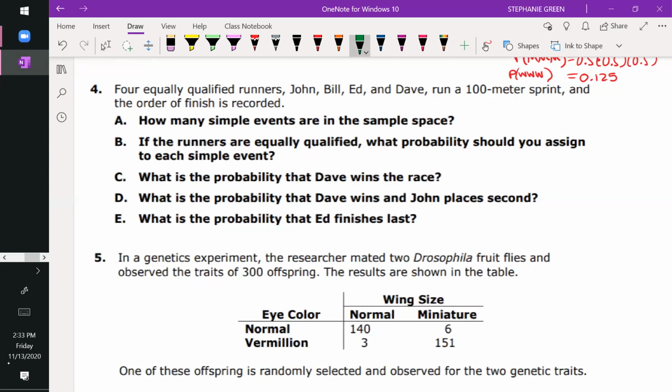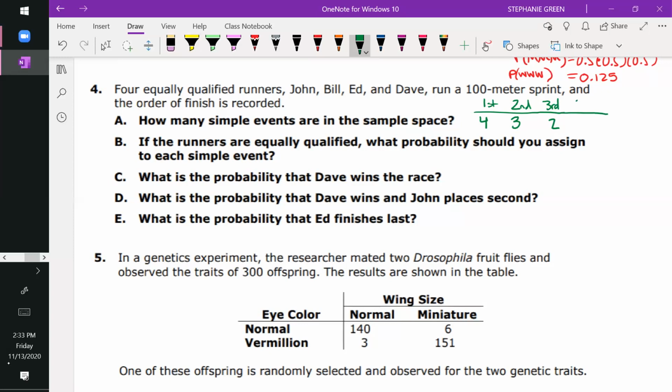So how many people are there for position 1? 4. There's 4 different people who can be in position 1. Okay, so after the first person crosses the finish line, how many people can get second place? 3. After one person has crossed the finish line, there's only 3 people left to get second place. How many people are left to get third place? 2. After the first person and the second person have crossed the finish line, there's only 2 people left to possibly get third place.